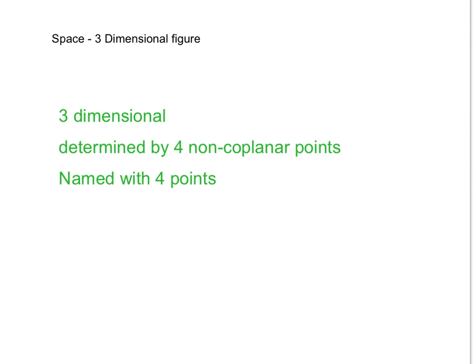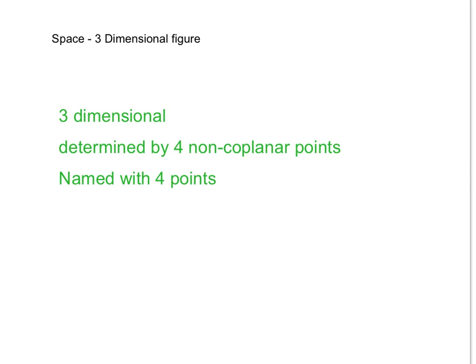Okay, a space, our next shape, is a 3-dimensional figure. It's determined by 4 non-coplanar points, and we name a space with 4 points. Notice that we've gone up 1 each time in dimensions, how we name them, and what they're determined by.